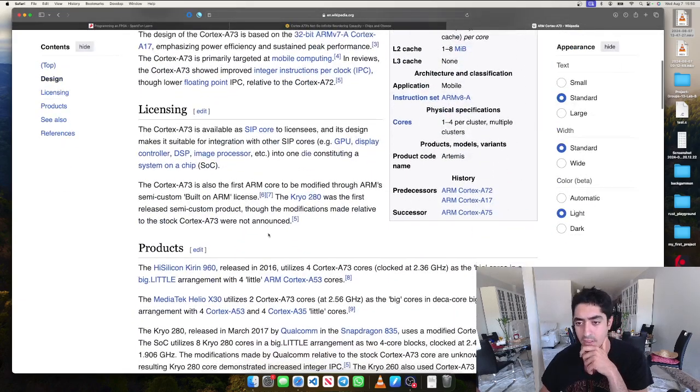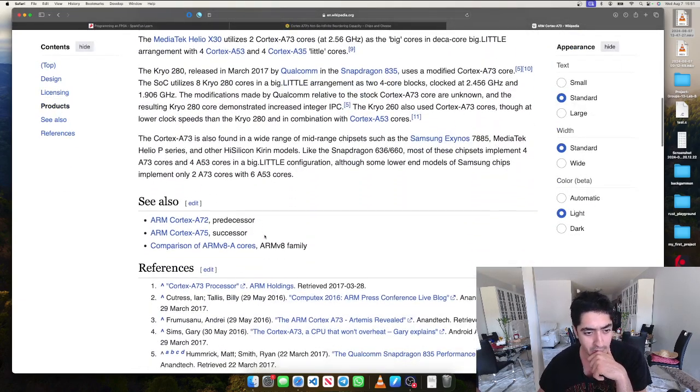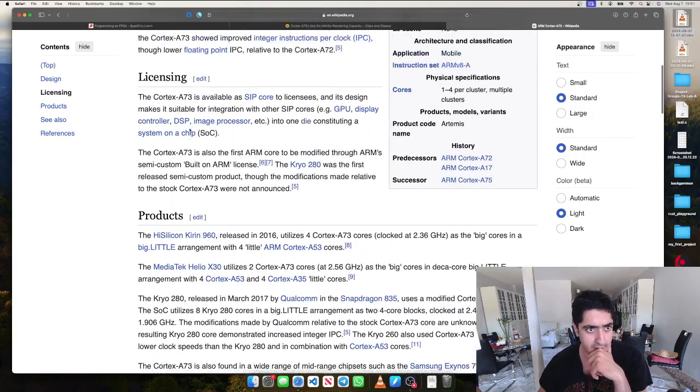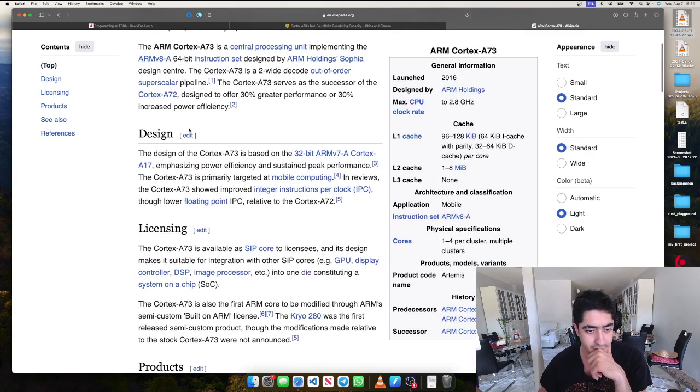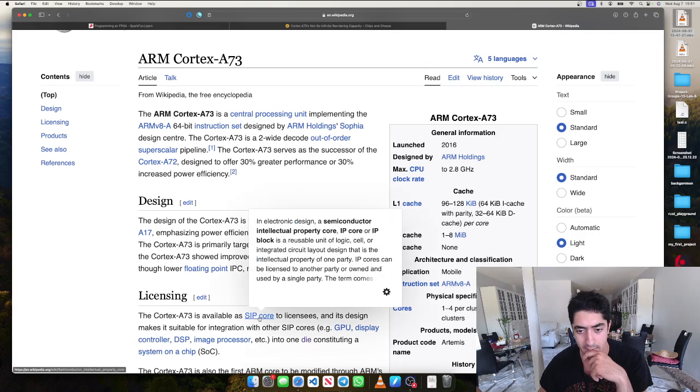Okay, is this what's inside? I'm not sure what this is actually. Alright, so what is the SIP core? Semiconductor Intellectual Property Core.